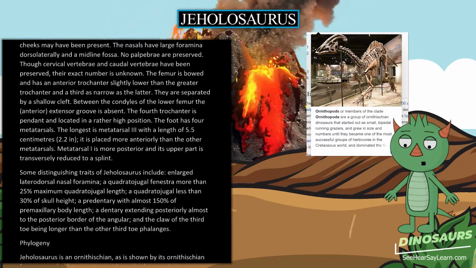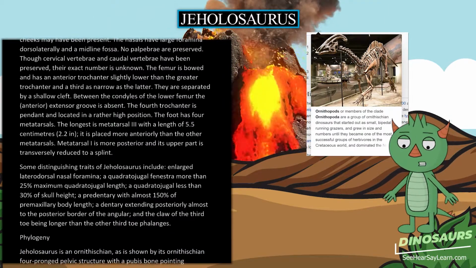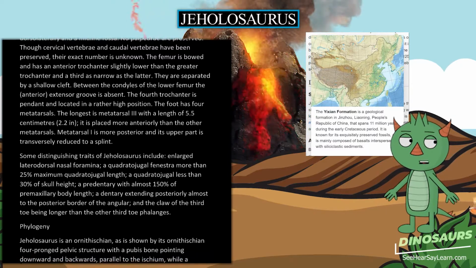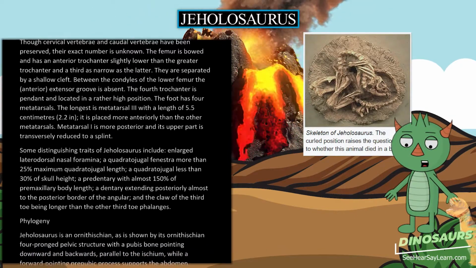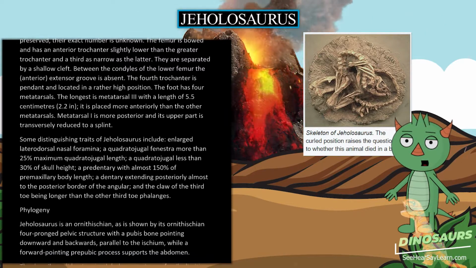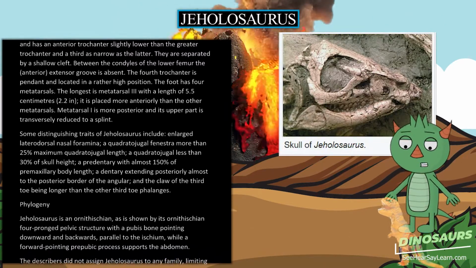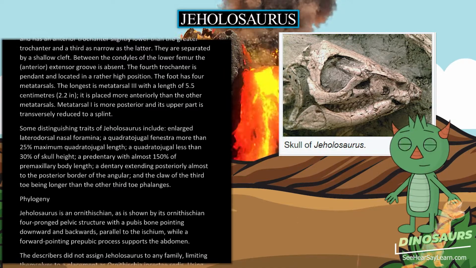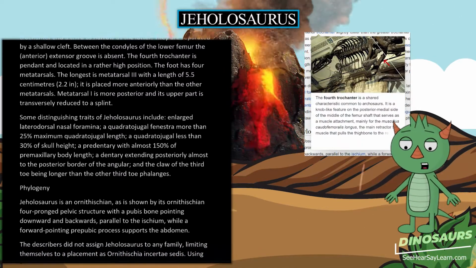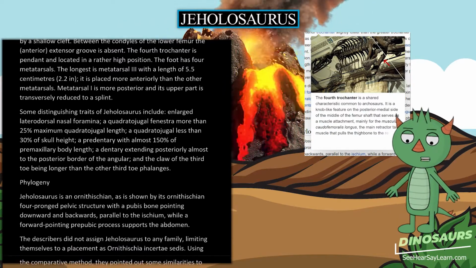Some distinguishing traits of Jeholosaurus include enlarged laterodorsal nasal foramina, a quadratojugal fenestra more than 25% maximum quadratojugal length, a quadratojugal less than 30% of skull height, a predentary with almost 150% of premaxillary body length, a dentary extending posteriorly almost to the posterior border of the angular, and the claw of the third toe being longer than the other third toe phalanges.